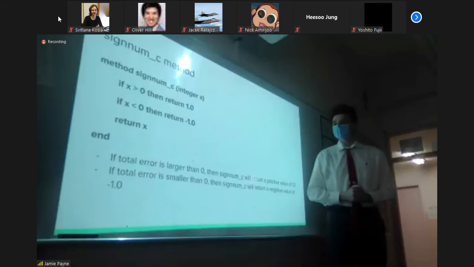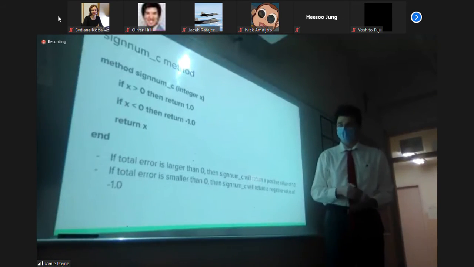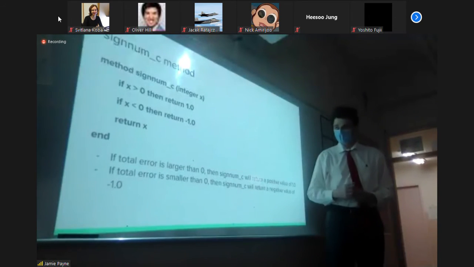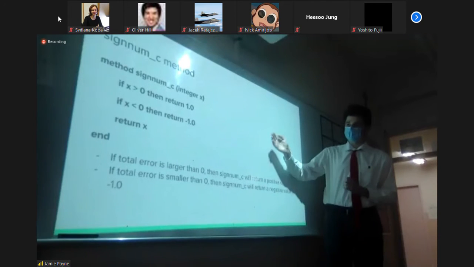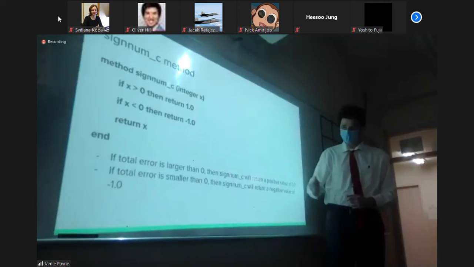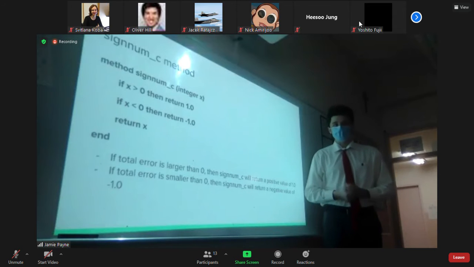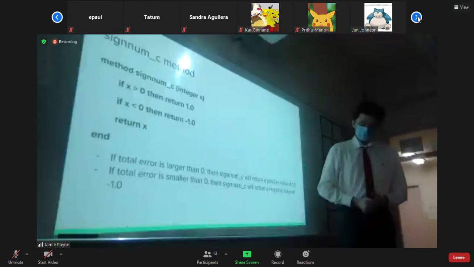The sign method is a method that returns a positive or negative value depending on the sign of the input x. So if x is larger than 0, then it's simply going to return 1.0. If x is smaller than 0, then it will return negative 1.0. And if it's 0, well, it will just give 0 and then return x. It's pretty straightforward stuff.